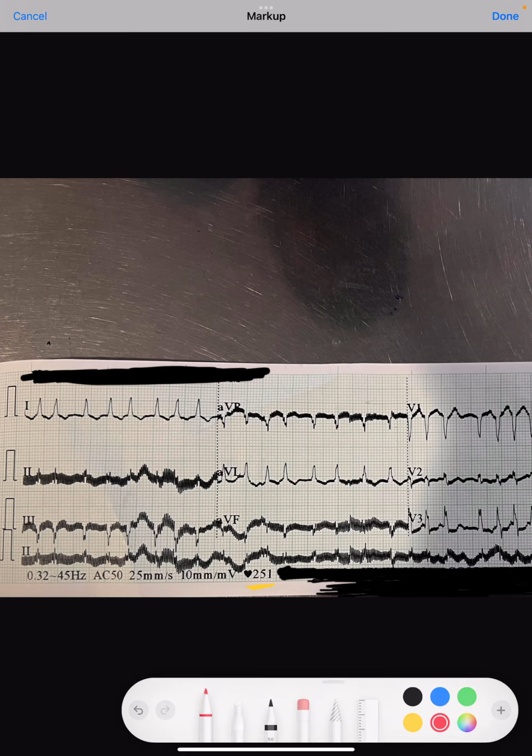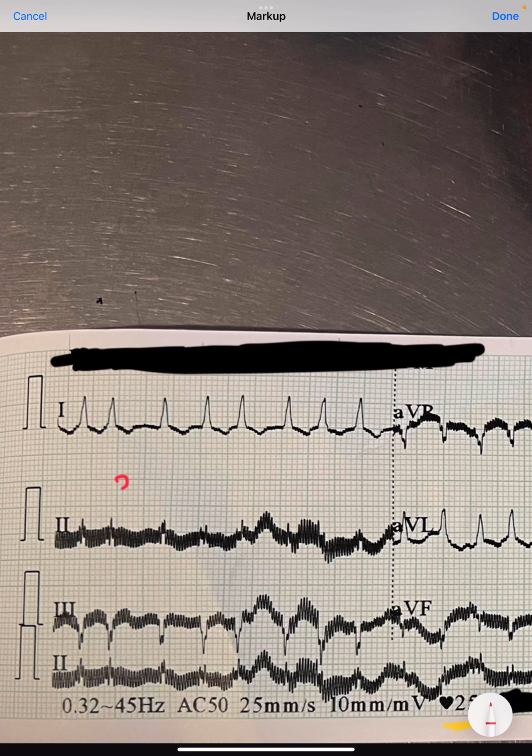Now it is very easy to calculate heart rate. It is just 300 divided by the number of large squares between the two R waves. This is R wave, this is R wave, this is R wave, this is R wave. So you can simply see that it is one large box and a half box. So it means it is around one and a half boxes, so obviously the heart rate is coming to around 200.